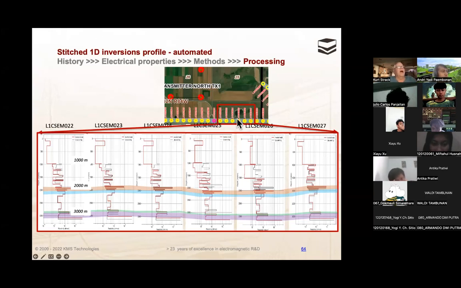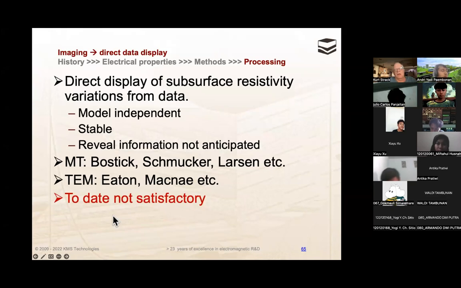Here we have 1.5 kilometers, and we are trying to look 3 kilometers deep. And we have the inversion models plotted, and here are the reservoirs. This is from a CO2 injection pilot. And we can see that the inversion models match the reservoir quite nicely.